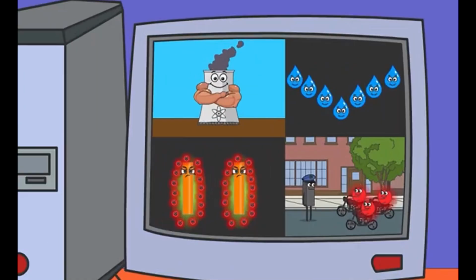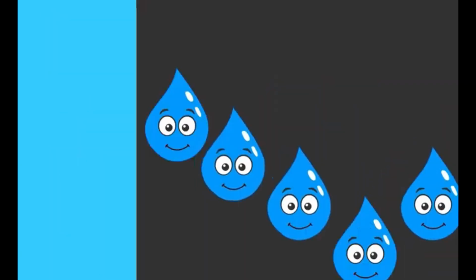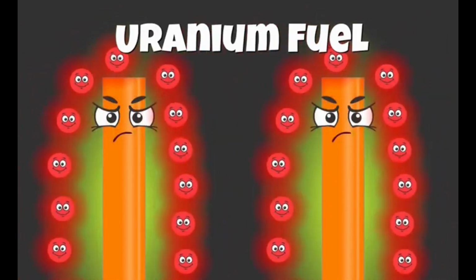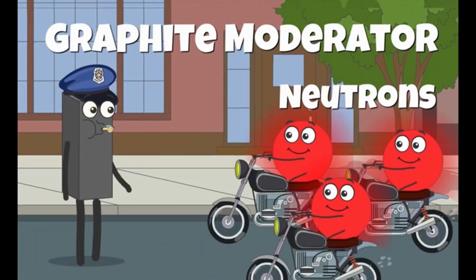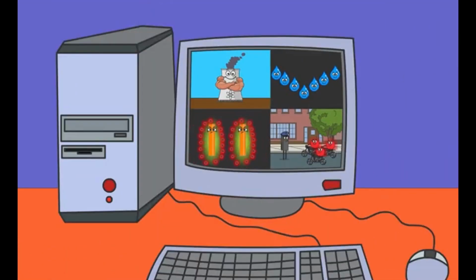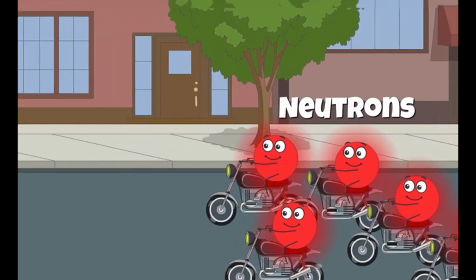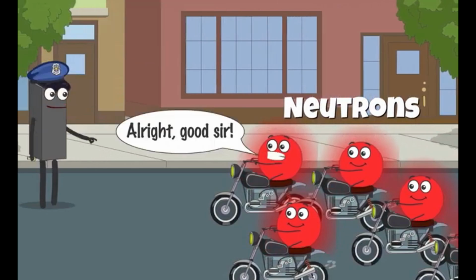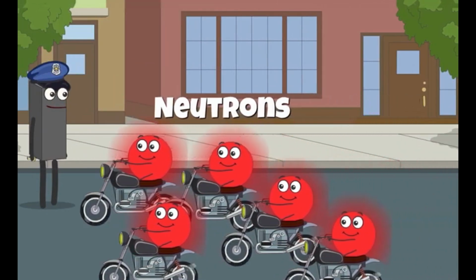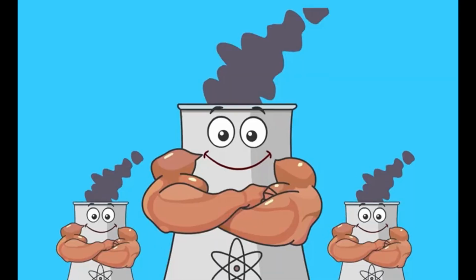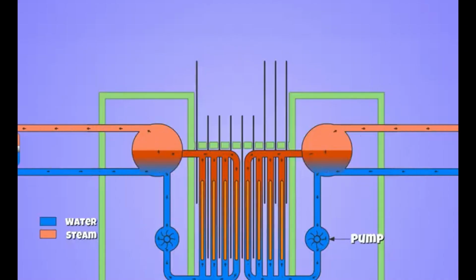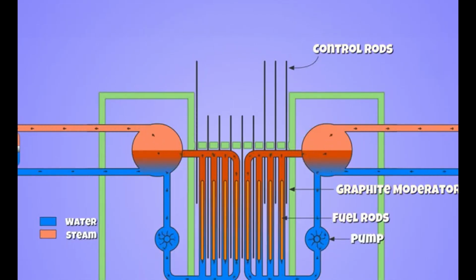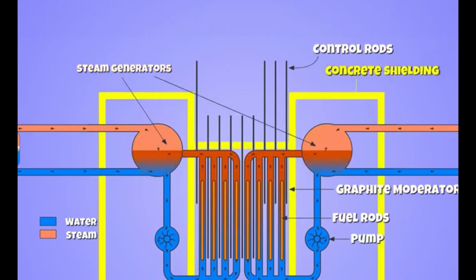An RBMK, or high power channel reactor, is a water-cooled nuclear reactor that uses radioactive uranium as fuel and graphite as a moderator to slow the speed of flying neutrons. But wait, doesn't graphite increase reactivity? Yes, graphite does enhance reactivity because it doesn't remove the neutrons from the reaction, it just slows them down. This type of reactor has 6 major parts: the fuel rods, the control rods, the graphite moderator, the pressure tubes, the steam generators, and the concrete shielding.